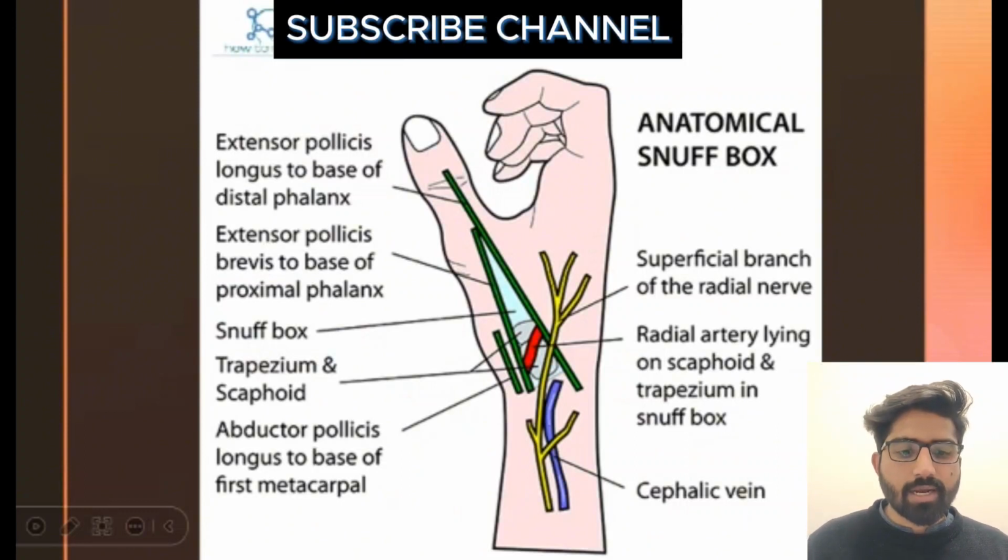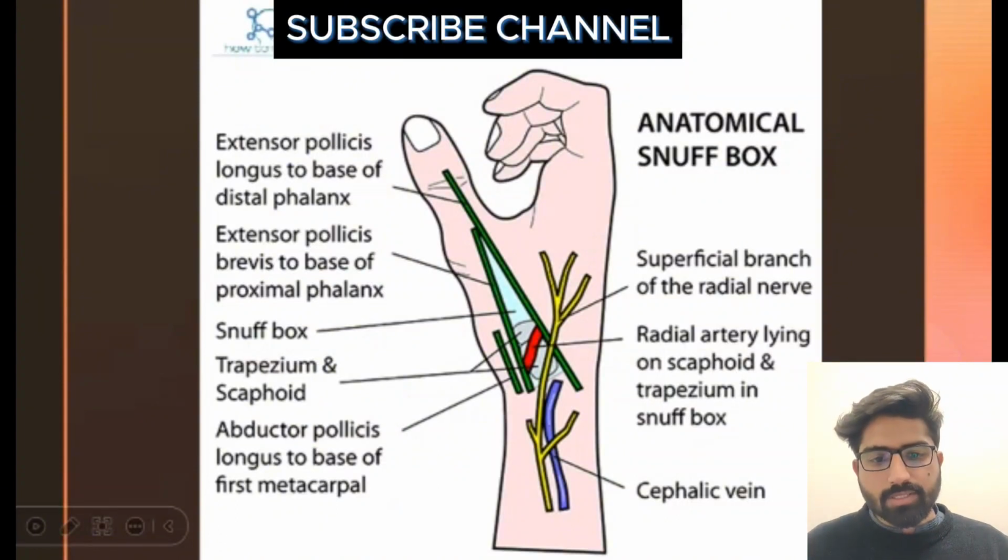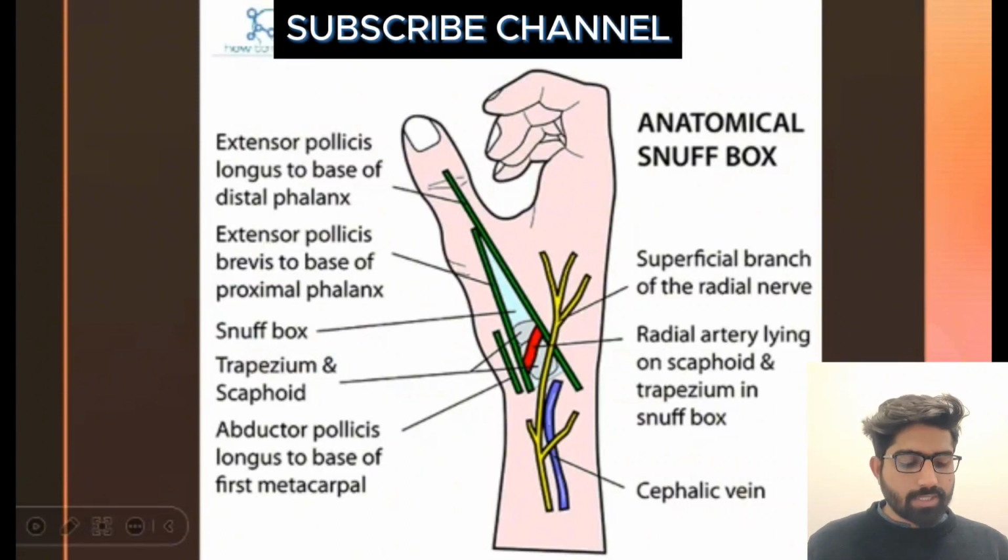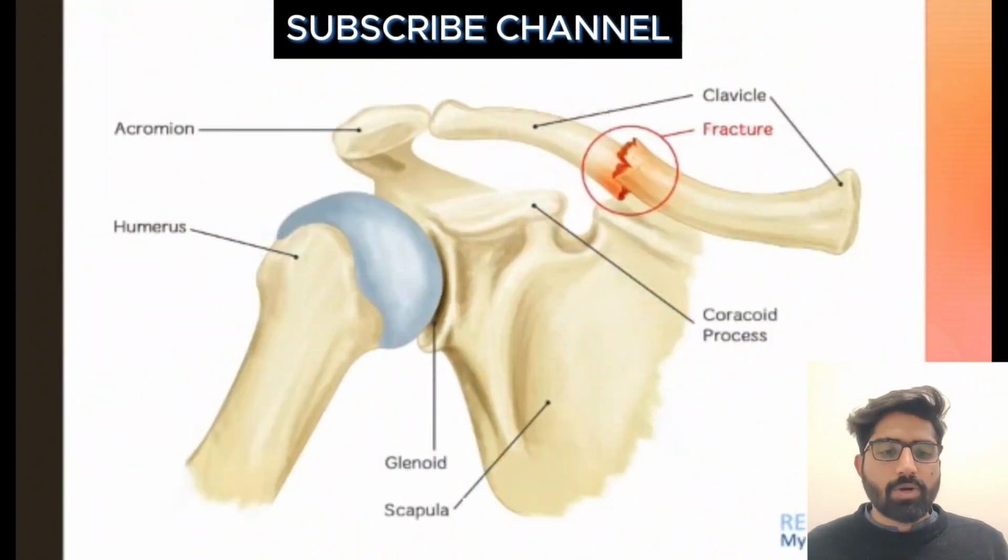The anatomical snuff box has the radial artery, which is lying on the scaphoid and trapezium in the snuff box, and the cephalic vein and superficial branch of the radial nerve. And you will see here the extensor pollicis longus, which reaches the base of the distal phalanx, extensor pollicis brevis, which forms the radial border, and abductor pollicis longus, which is at the radial or lateral border of the anatomical snuff box.